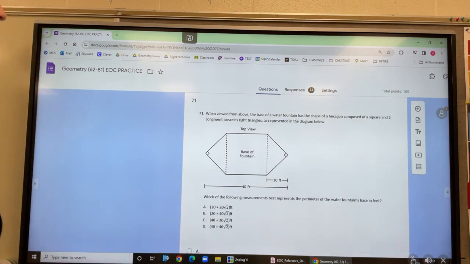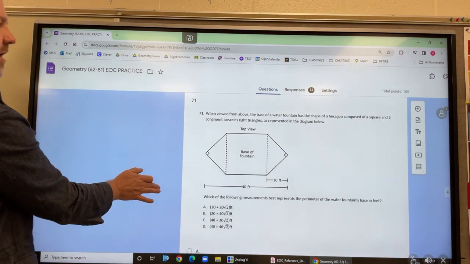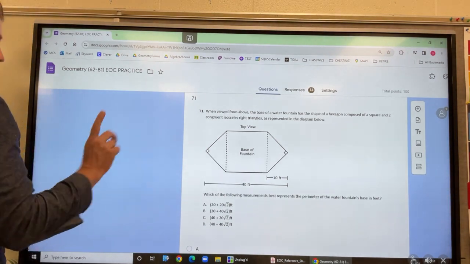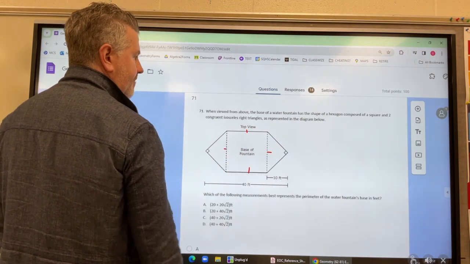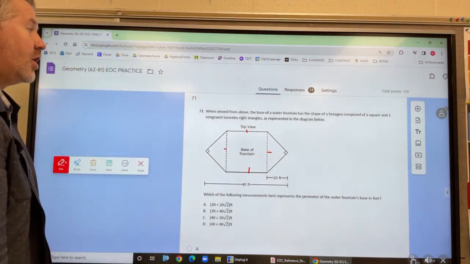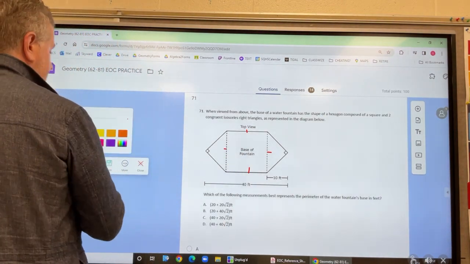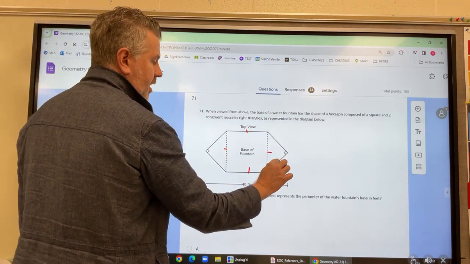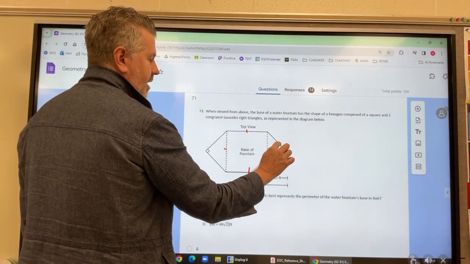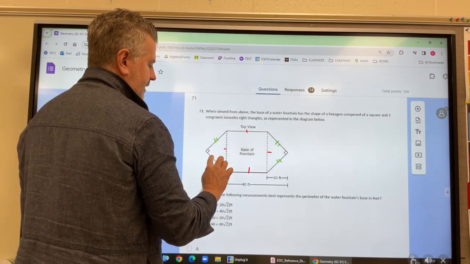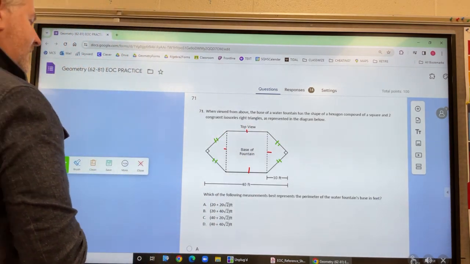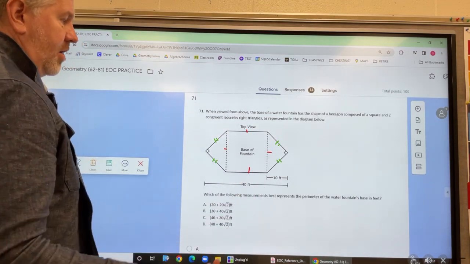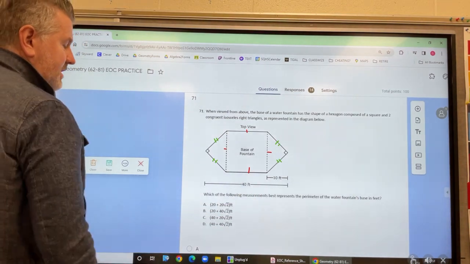All right, when viewed from above, the base of a water fountain has the shape of a hexagon composed of a square. That's important. We do know that this is a square, so we know that all 4 of these sides are congruent. And 2 congruent isosceles right triangles. So we know that these triangles are isosceles, which means they're 2 sides that look congruent. What is the perimeter of the water fountain, or what represents the perimeter?